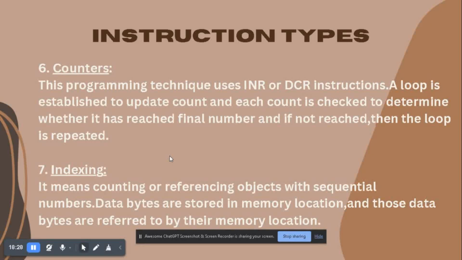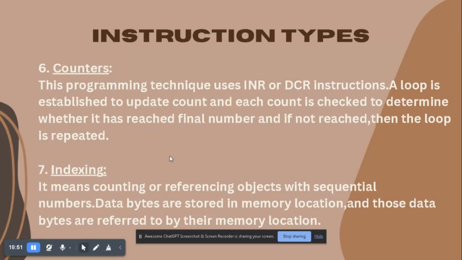Suppose we want to make a program in which we have to print a table up to 10. So we use a counter there, which decrements by 1 after each iteration. So we use a counter when we want to print a limited number of values.